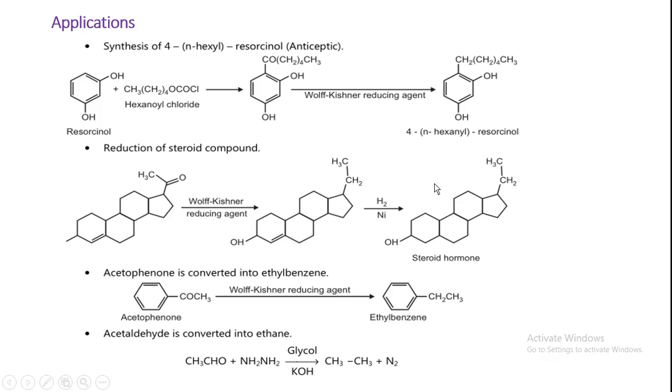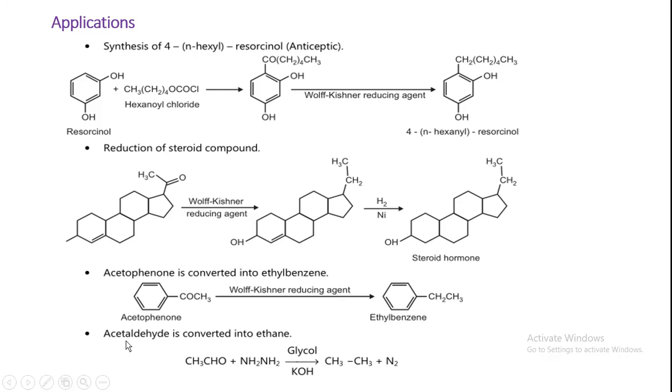Okay, whatever. Then acetophenone is converted into ethyl benzene. So you see this is acetophenone, that is a ketone. C double bond O is there. With the Wolff Kishner reagent, this CO group will convert to CH2. Ketone will convert to a methylene group. CH2 is a methylene group. So you are getting ethyl benzene as a product.